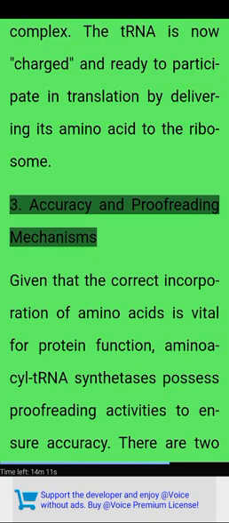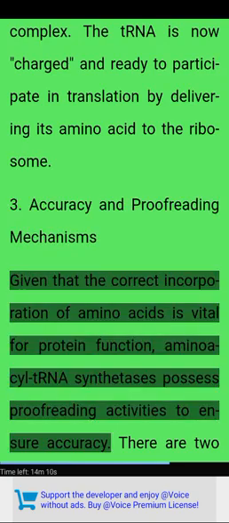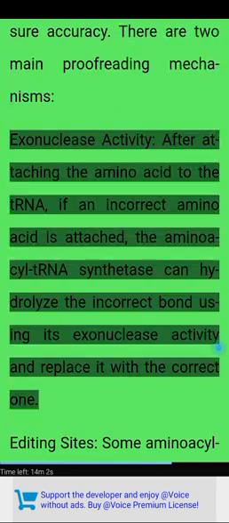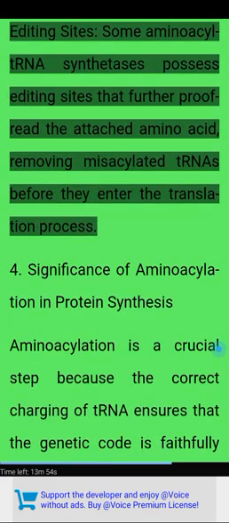3. Accuracy and proofreading mechanisms. Given that the correct incorporation of amino acids is vital for protein function, aminoacyl-tRNA synthetases possess proofreading activities to ensure accuracy. There are two main proofreading mechanisms. Exonuclease activity: after attaching the amino acid to the tRNA, if an incorrect amino acid is attached, the aminoacyl-tRNA synthetase can hydrolyze the incorrect bond using its exonuclease activity and replace it with the correct one. Editing sites: some aminoacyl-tRNA synthetases possess editing sites that further proofread the attached amino acid, removing misacylated tRNAs before they enter the translation process.